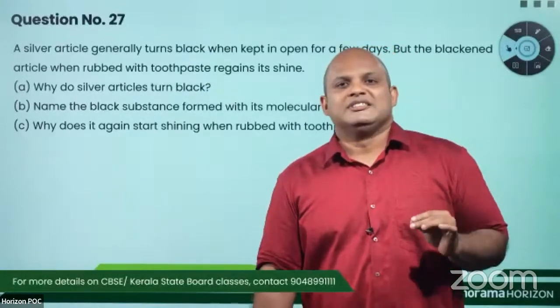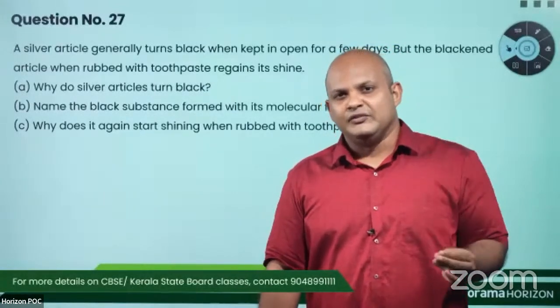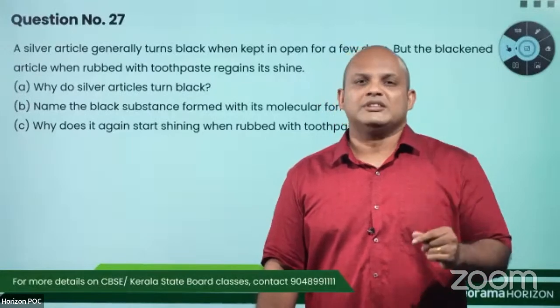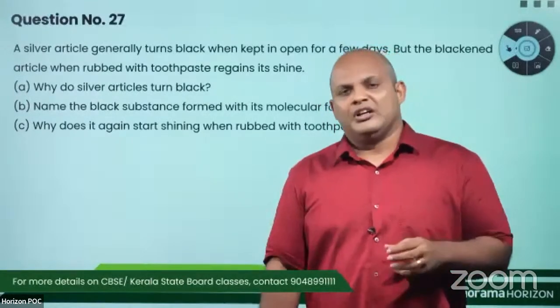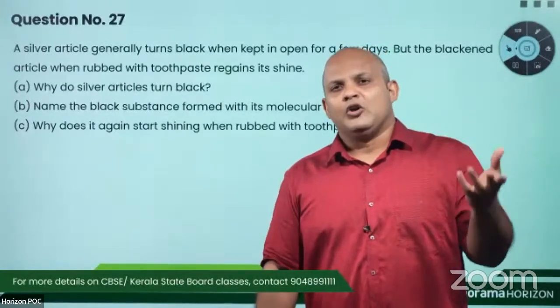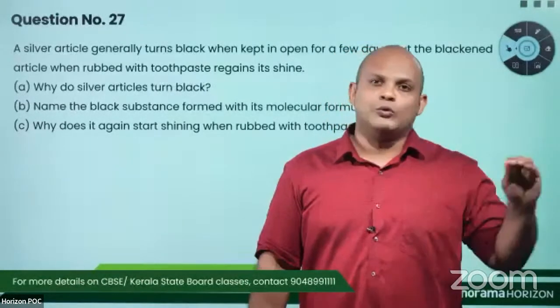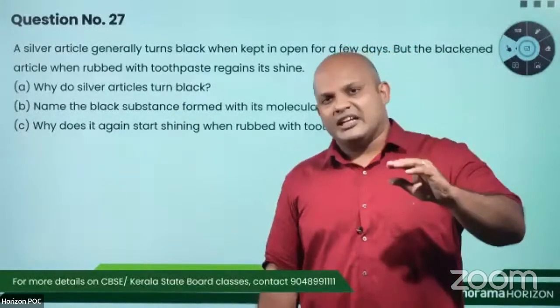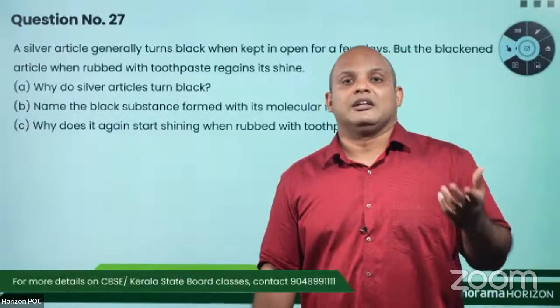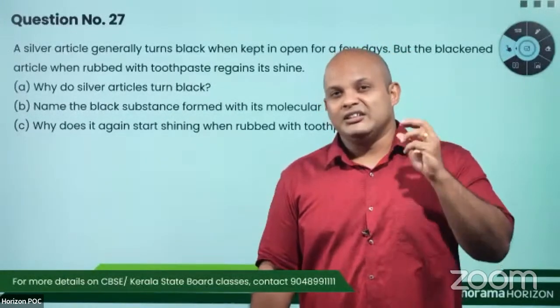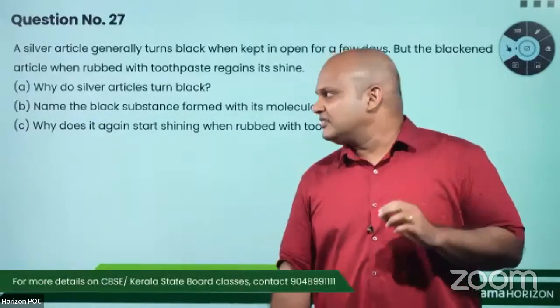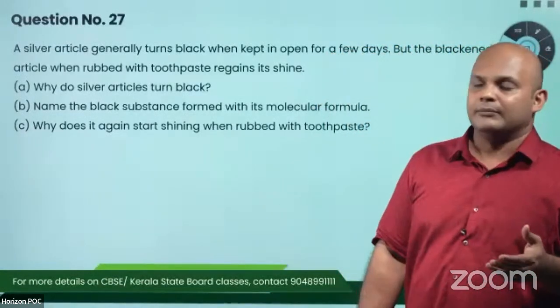The reason for this is that the silver is very reactive towards hydrogen sulfide. Hydrogen sulfide is a gas produced by decomposition of matter by human activity, and it is very, very corrosive to silver. When silver reacts with H2S, it is forming silver sulfide, and that is pure black in color. So that is the reason that the silver article is turning black.